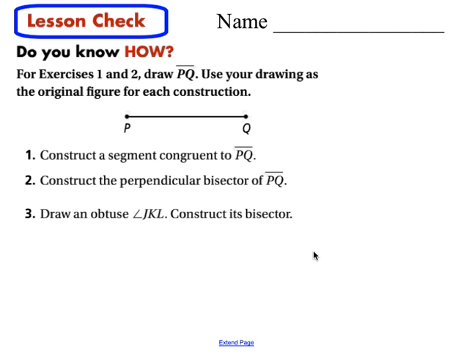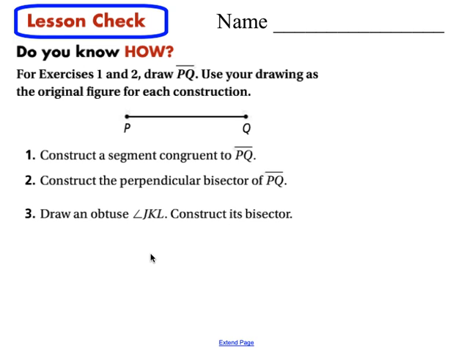So this is a chance for you to practice your skills. Go ahead and construct a segment that's congruent to PQ, from the first part of this lesson. Then I want you to construct the perpendicular bisector of PQ. And lastly, I want you to draw angle JKL, but it needs to be an obtuse angle this time.